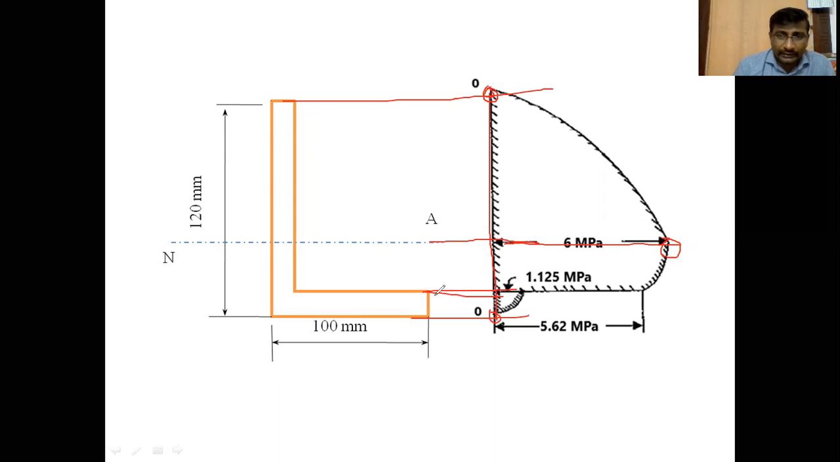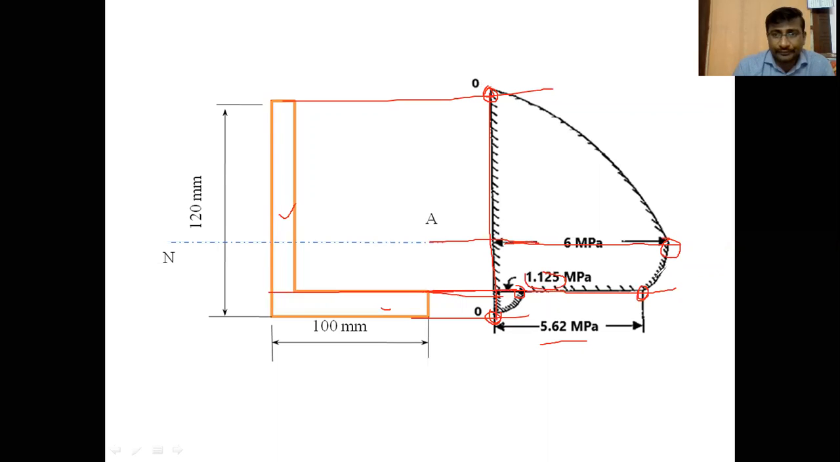Then locate the shear stress in the vertical member at the junction. At the junction, draw the horizontal line and locate the point at a distance of 5.62 megapascals, just below 6 megapascals. At the same junction, the shear stress in the horizontal member is 1.125 megapascals. On the same line, locate 1.125 nearer to the vertical line. This is the vertical line, 1.125 megapascals. And the shear stress at the bottom layer is 0.